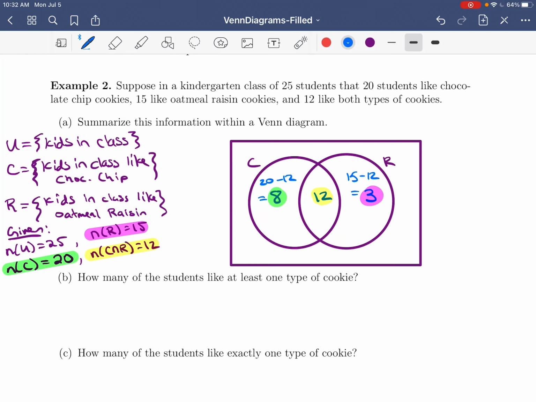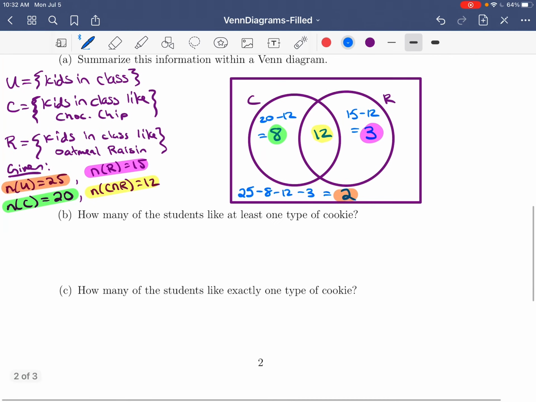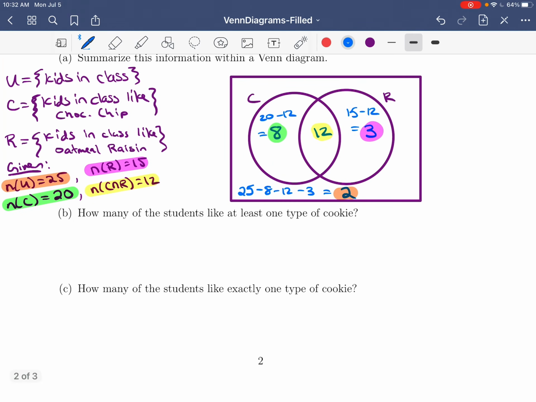And then I can do the outside. So I know that everything has to add to 25. So the outside should be 25 minus 8 minus 12 minus 3. So that's going to be 2. Okay, so that comes from there. And so now I know exactly how many students are in each basic region, and now I can answer anything about this set of students.